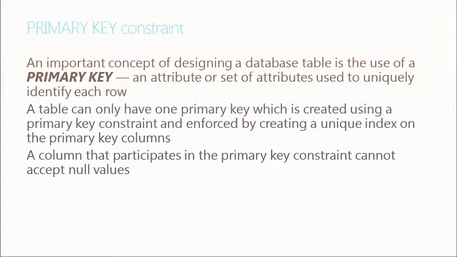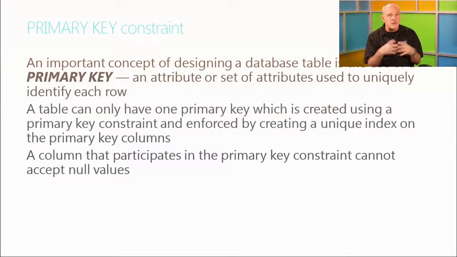And a column that participates in this composite primary key or individual primary key cannot allow null values, which means content has to be added there. So I can't just skip by when I'm adding content. If you're going to make a column part of a primary key constraint, then it requires content being added to that. And you can enforce that when you're creating the columns, and we'll see that a little bit later on. So the primary key is used for that.